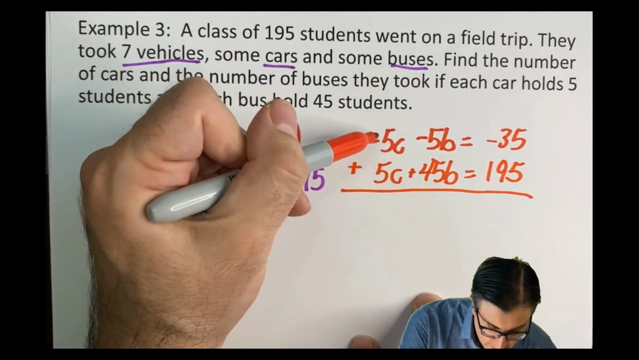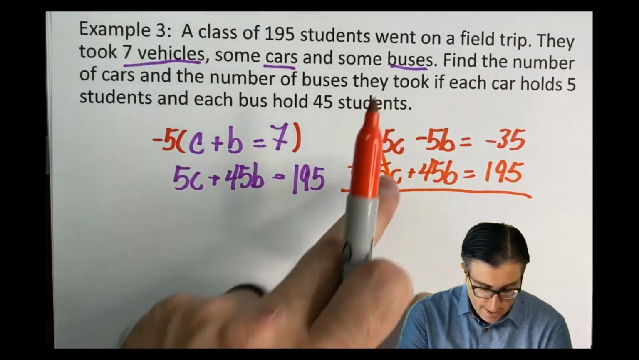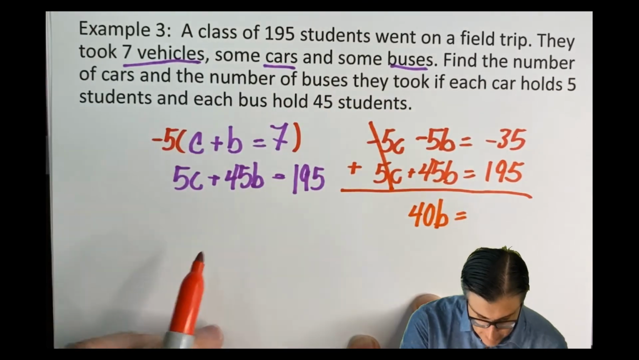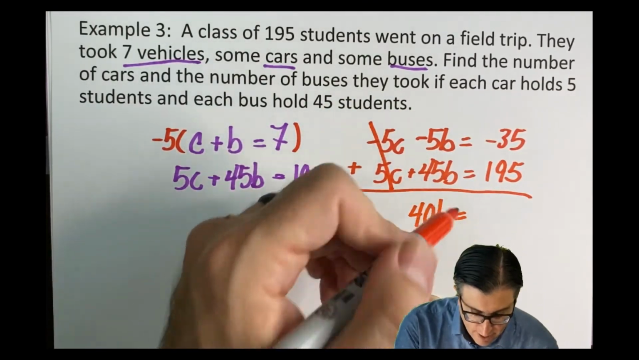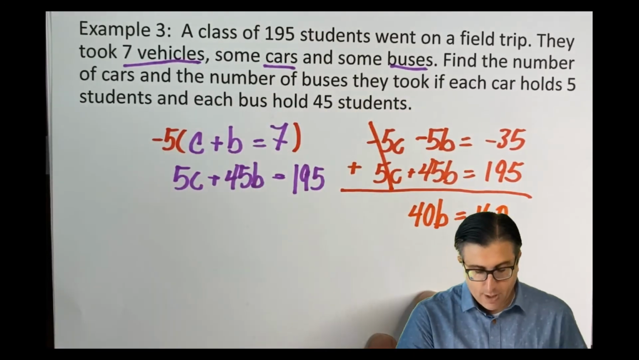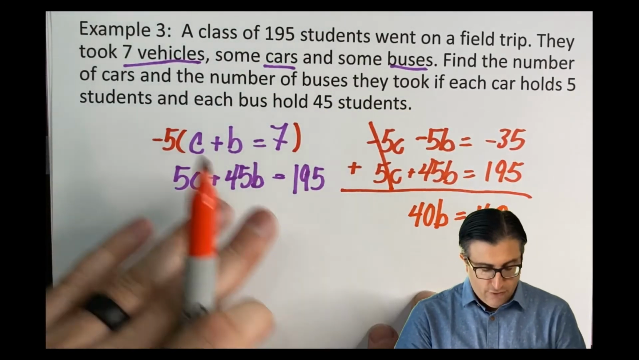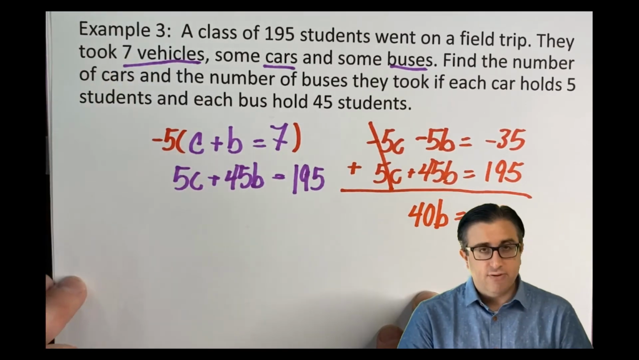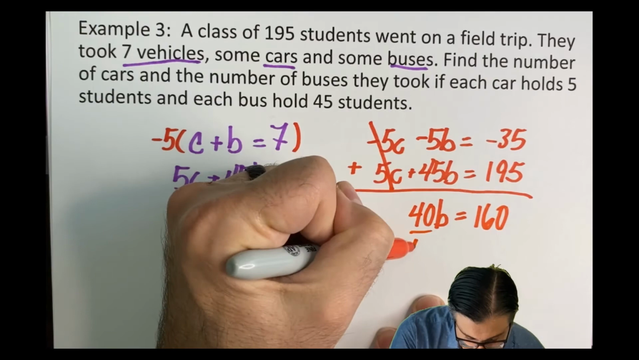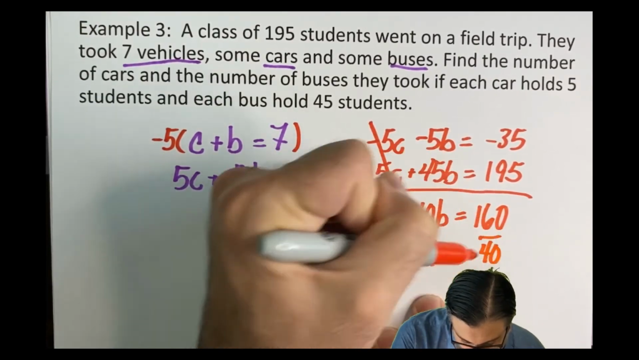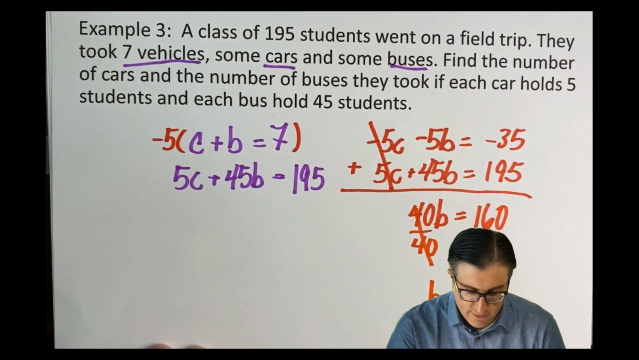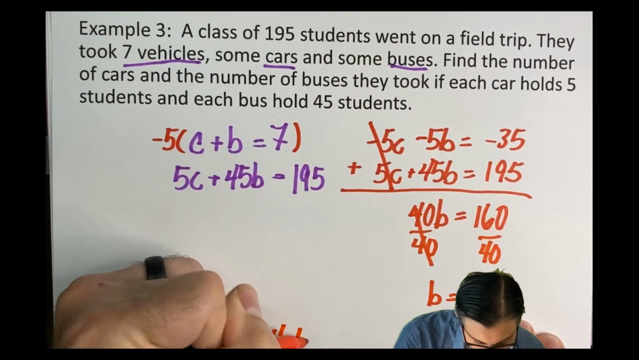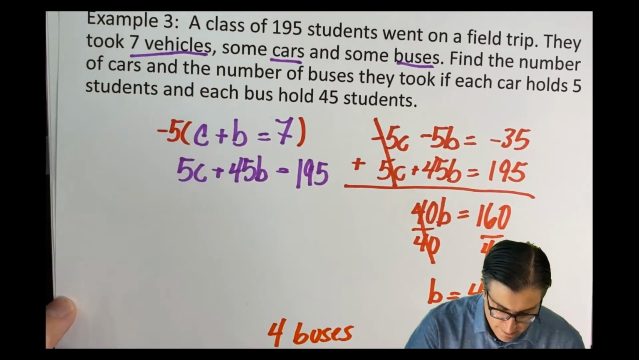One variable should eliminate. My c's do. Negative 5b plus 45b is 40b. And negative 35 plus 195 is 160. You will not get any decimals for these types of word problems. You can't have a fraction of a bus. You can't have a decimal of a car. Divide by 40. Divide by 40. B is 160 divided by 40, which is 4. That means there are 4 buses on this trip.